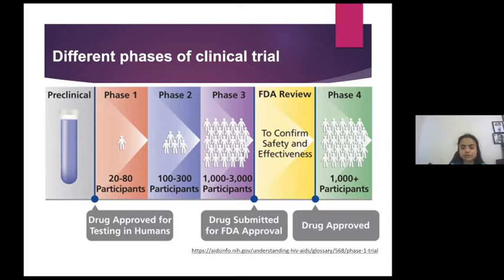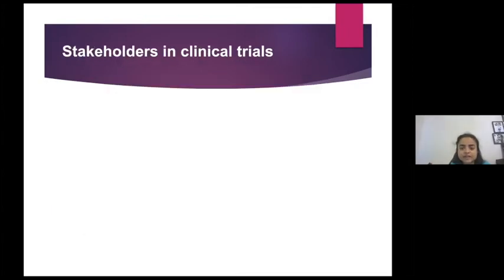This can be very short, like the coronavirus vaccine, which took a little over a year or 1.5 years. Or it can take 10 or 20 years, it can be decades. So the timeline here is extremely variable. All right, so these are the various phases of a clinical trial.